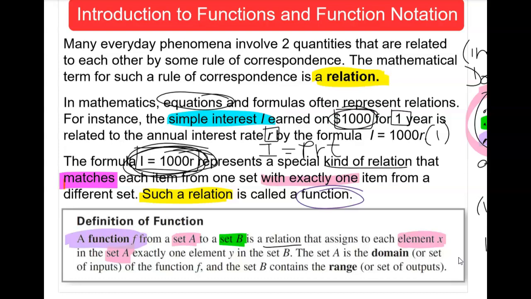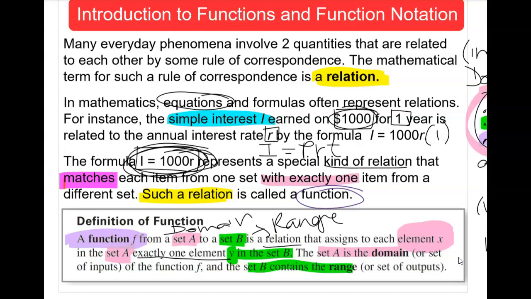And is assigned exactly to one element y in set B. So we could also see that set A is going to be the domain, and set B is the range. And actually that was next. Set A is the domain, contains the x's, and then set B is the range, and it contains all the y's.